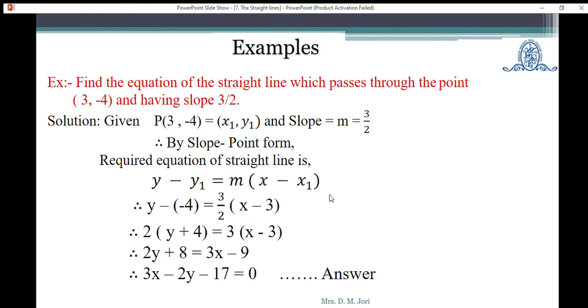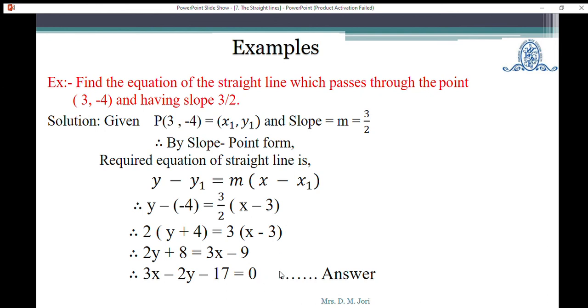Simplifying further, 2 gets cross multiplied with the left hand side. So 2 into y plus 4 equals 3 into x minus 3. Open those brackets: 2y plus 8 equals 3x minus 9. Simplify further and write in standard form: first term x, second y, then constant equal to 0. So 3x minus 2y minus 17 equal to 0 is our required equation.